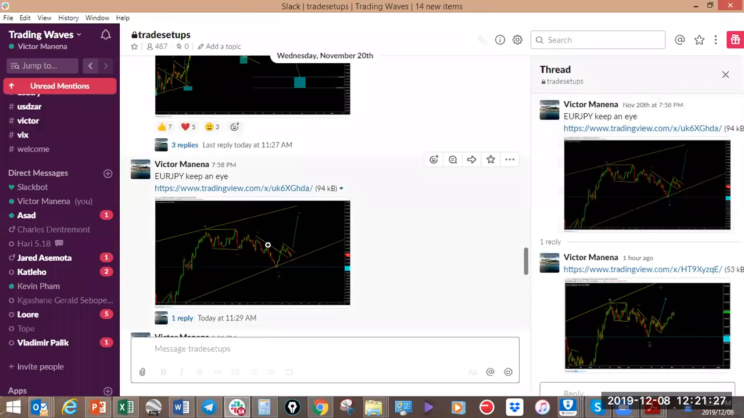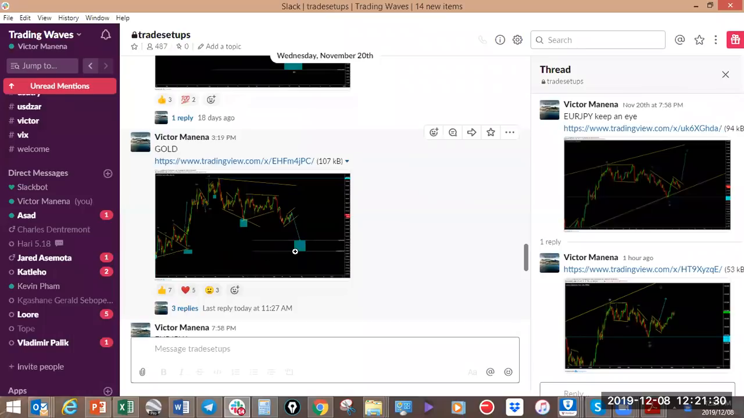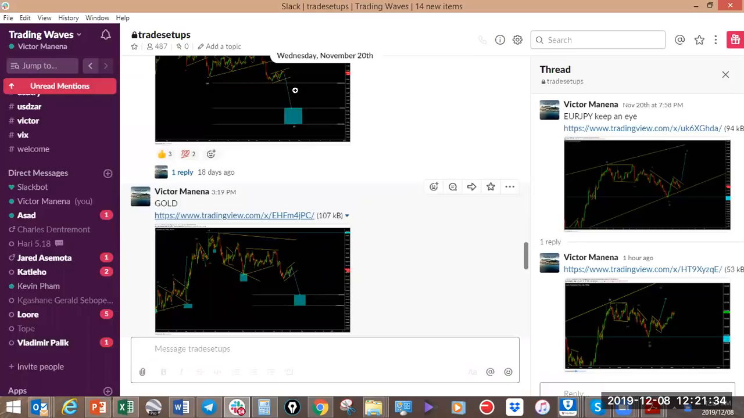Now this is all because of the wave theory and understanding how the interbank market works. Now this is gold already. This was, let's just check the date. This was November the 20th when we were expecting the gold move to the downside.